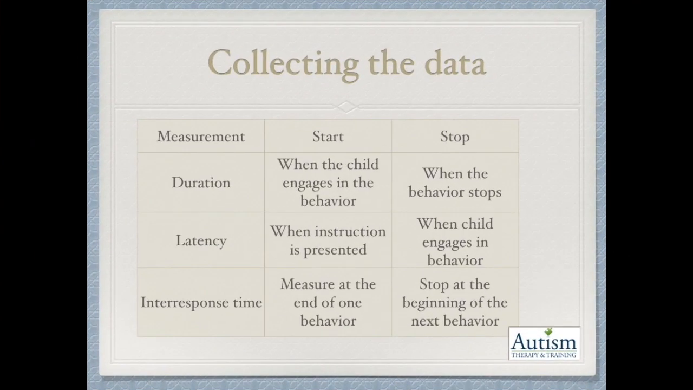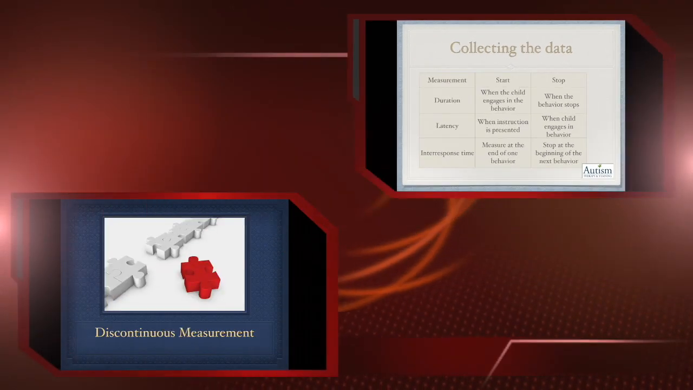Remember, quick behaviors that can be counted use frequency or rate to measure it. Behaviors that are long-lasting, such as playing with toys, use duration. When you're interested in looking at how long it takes for a learner to follow your instructions, latency is a perfect measure. And finally, interresponse time is when you're interested in measuring between behaviors.